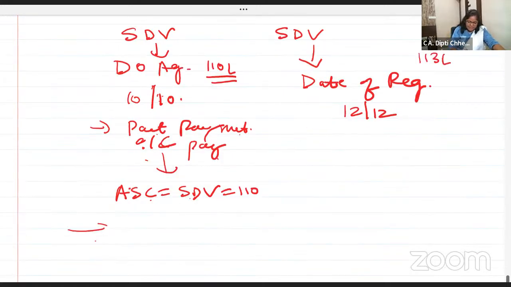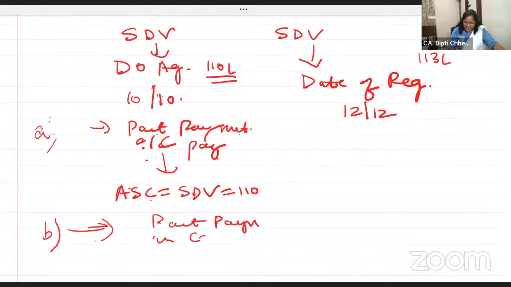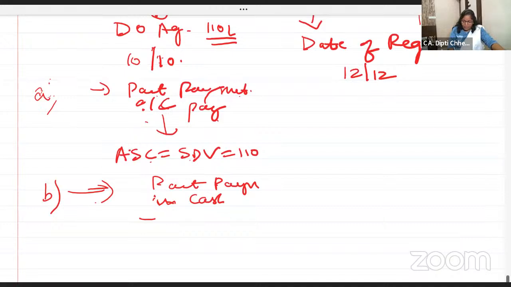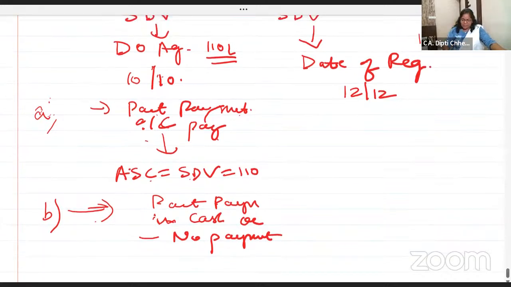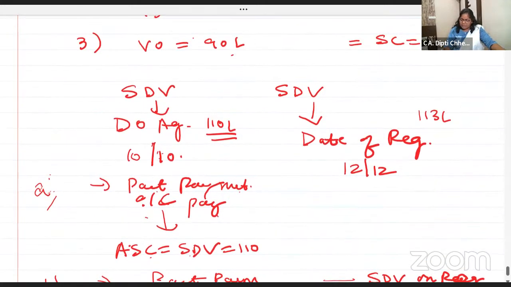Second example, this is A bit I'm writing. This is B bit. Suppose the part payment came in cash, just a part token money or advance money you have paid in cash, or no payment is received. It's as good as payment is not received. Then we will take the stamp duty value on registration, that is 113 lakh.